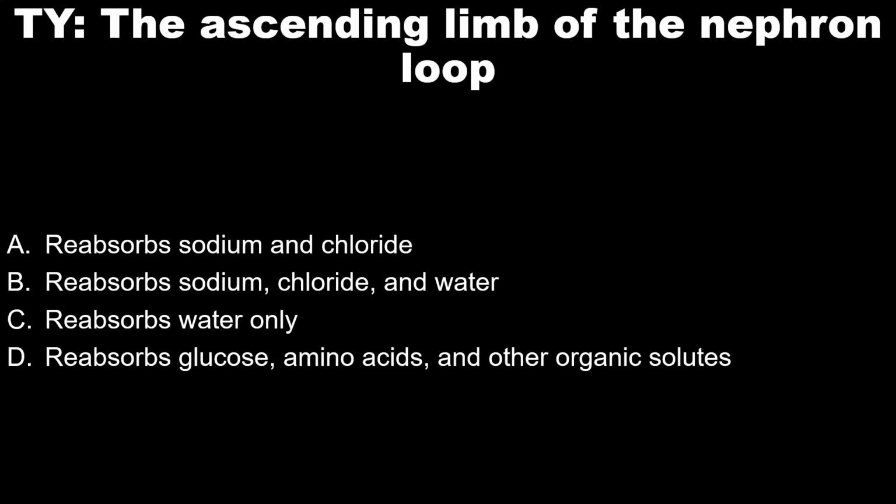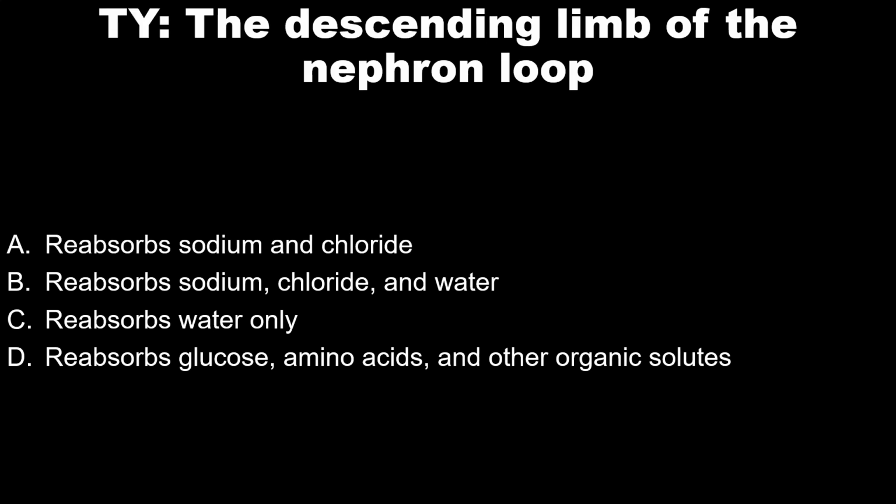Now, the ascending limb of the nephron loop, right? This is going to do what? Ascending limb of the nephron loop does what? It reabsorbs sodium and chloride. Remember, ascending limb is permeable to solutes, but not water. Descending limb does which? Water only. Remember that. So it's inverted.